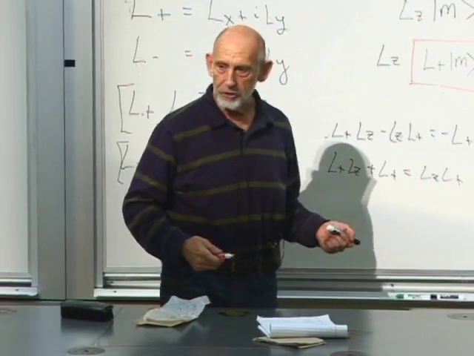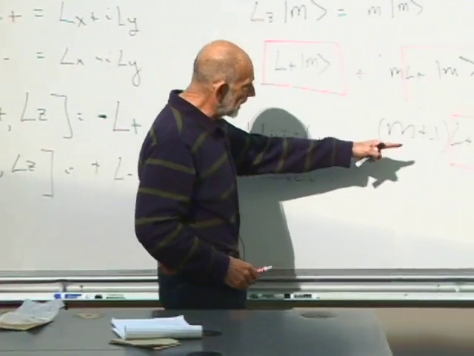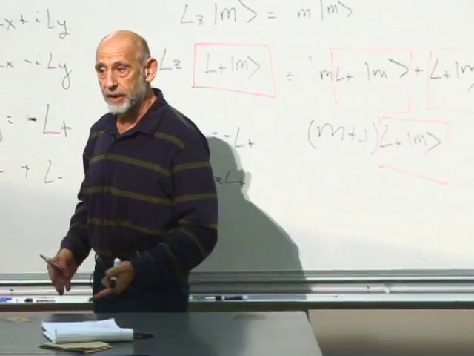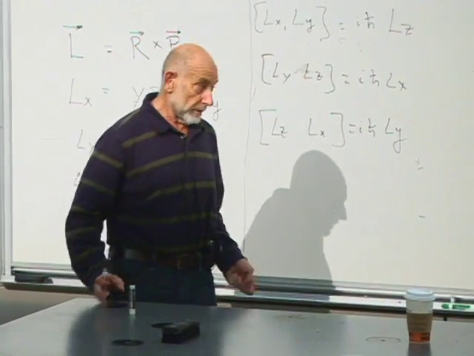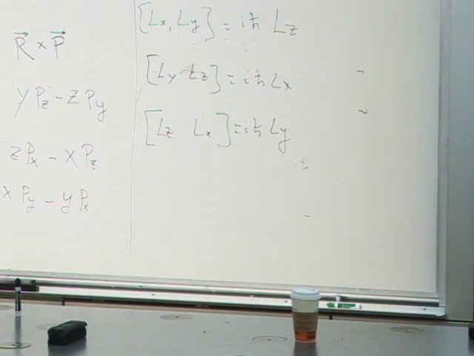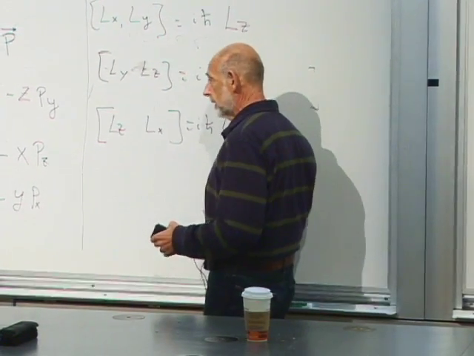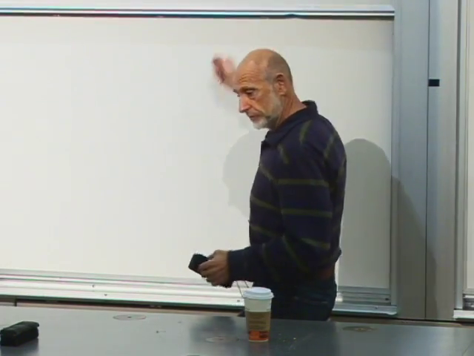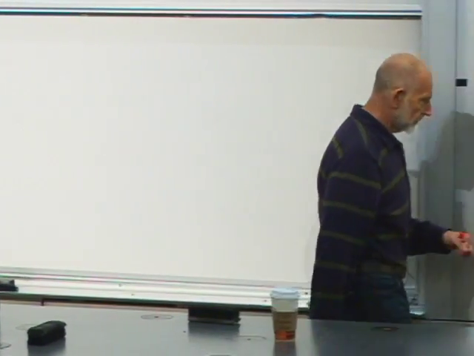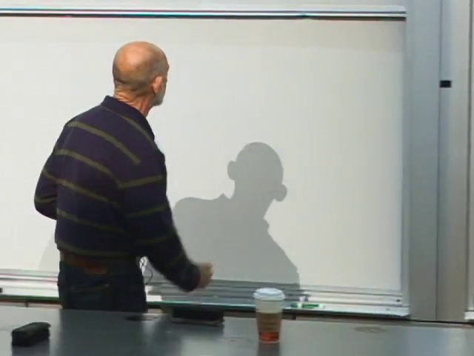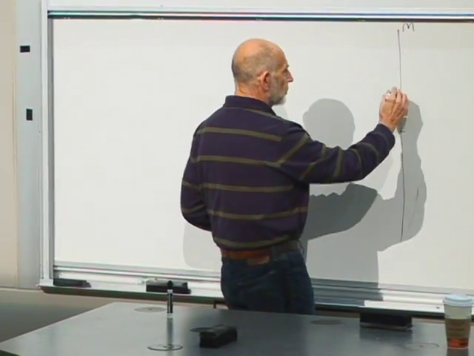You can bump down LZ the same way, except using the lowering operator. So you can check that L minus on M gives you an eigenvector with eigenvalue M minus 1. But now we've learned something rather non-trivial. We've discovered that the spectrum of the Z component of angular momentum is spaced by integers. Here's the spectrum of angular momentum. And whatever it is, it's spaced by integers.